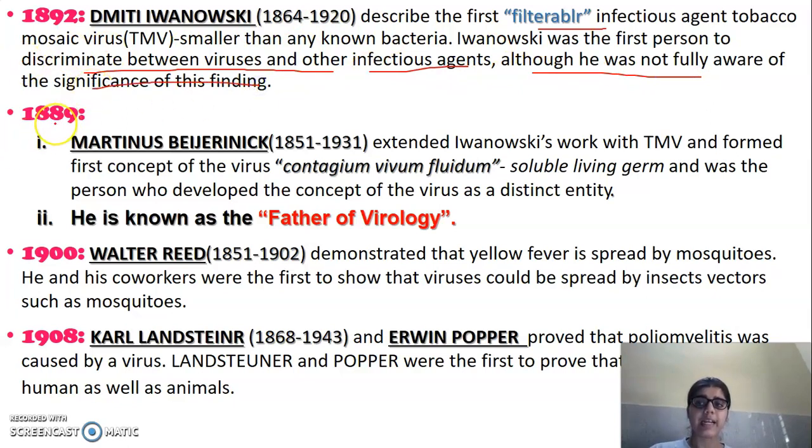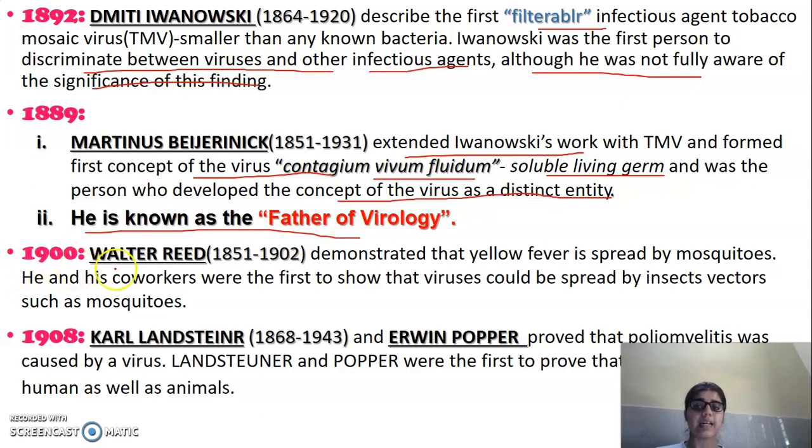In 1899, Martinus Beijerinck extended Ivanovsky's work with TMV and formed the first concept of virus, contagium vivum fluidum, which means soluble living germ, and was the first person to develop the concept of viruses as a distinct entity. By the work he did, he is known as the father of virology.